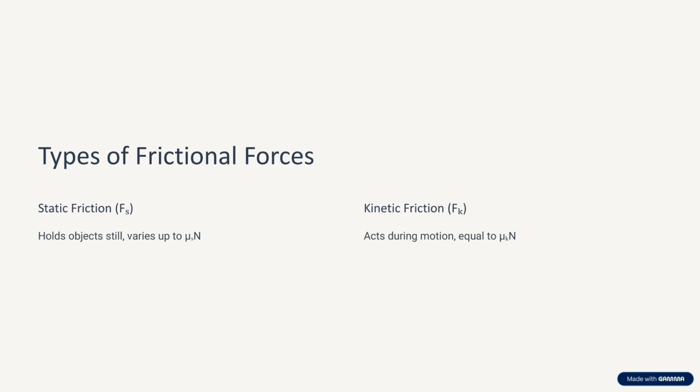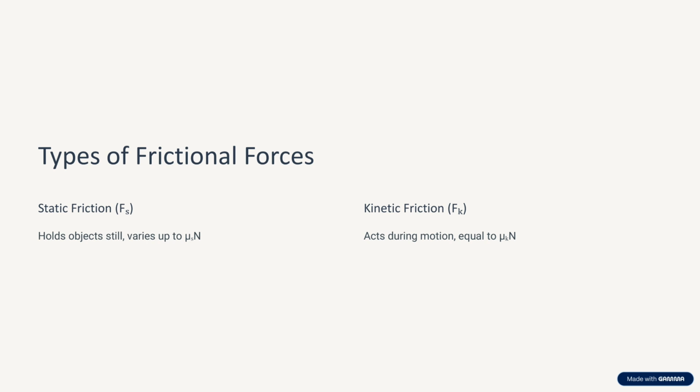Second one is kinetic or sliding friction. Definition: the force that opposes the motion of an object that is already sliding over a surface. Example: a book sliding across a table slows down due to kinetic friction. Third one is rolling friction. Definition: the force that resists the motion of a rolling object on a surface, less than sliding friction. Example: a ball or a car tire rolling on the ground.